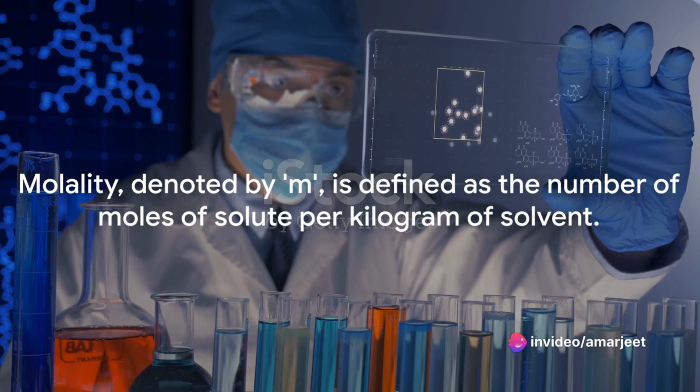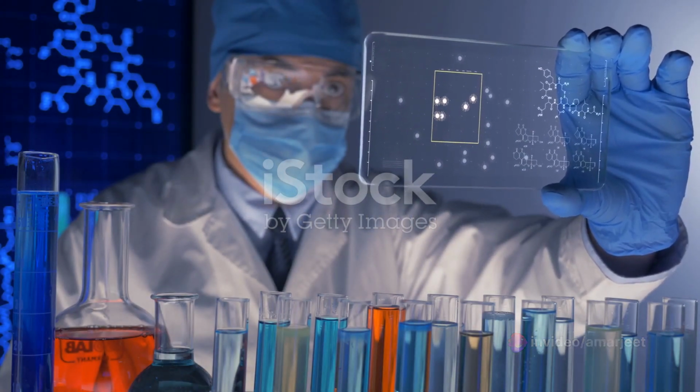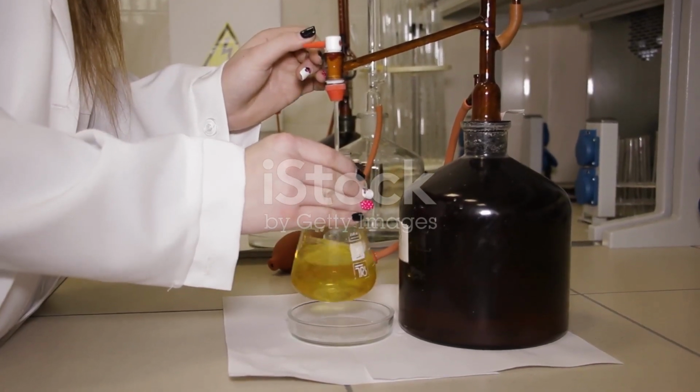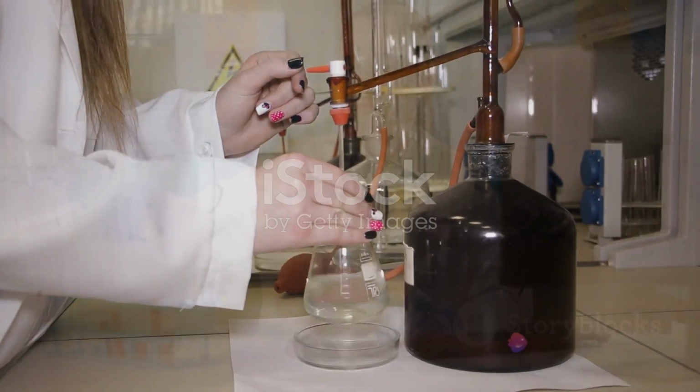Next on the list is molality. Molality, denoted by lowercase m, is defined as the number of moles of solute per kilogram of solvent. So to calculate molality, you divide the moles of solute by the mass of the solvent in kilograms.